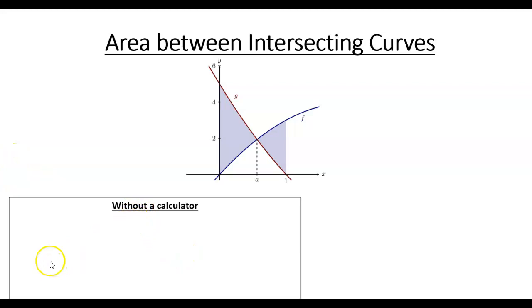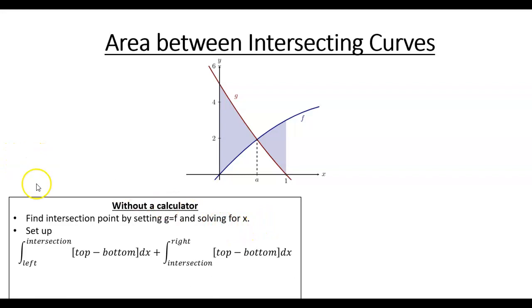If you have to do these sorts of problems without a calculator, the first thing you're going to want to do is find where those two functions are intersecting by setting the g function equal to the f function and solving for x. The next thing you're going to do is set it up. So you start at the leftmost endpoint, and you go up to the first place where they intersect, in other words, the first region, and it's top minus bottom. And then plus, from there we start where that one left off at the intersection point, and we integrate up until we get to the end of the area that we want to find. So it goes from left to intersection, then from intersection to right, but no matter what, it's top minus bottom.